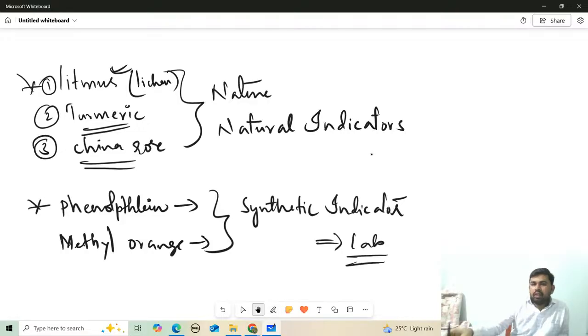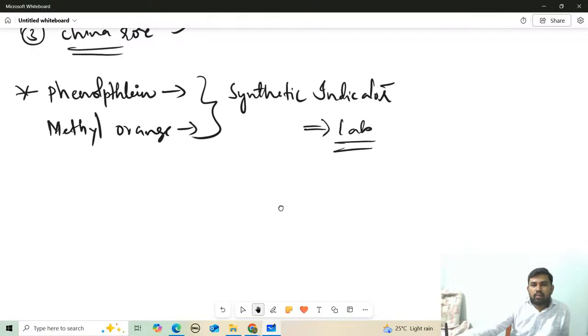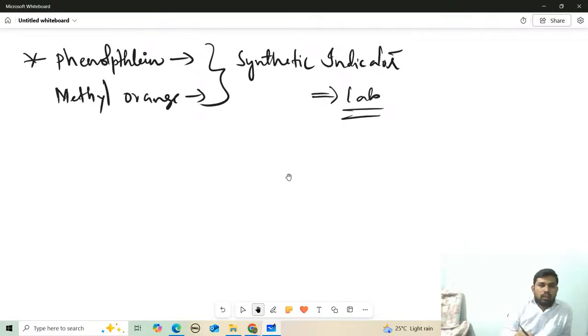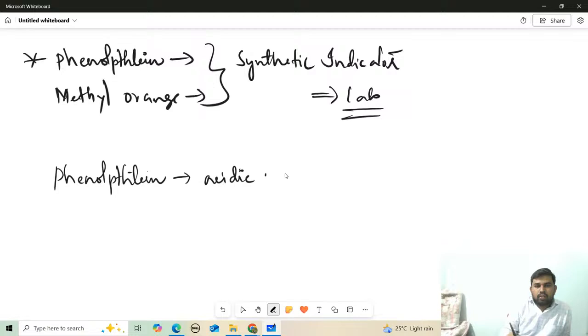Let me discuss their colors. What is the color of phenolphthalein? This phenolphthalein indicator will show, if it is an acidic medium, acidic solution.